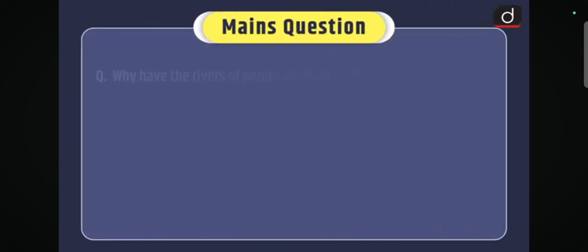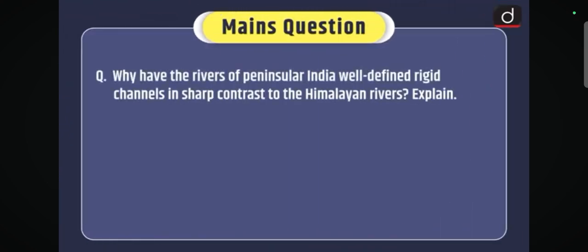Now let's note down the mains question. Why have the rivers of peninsular India well-defined rigid channels in sharp contrast to the Himalayan rivers? Explain.